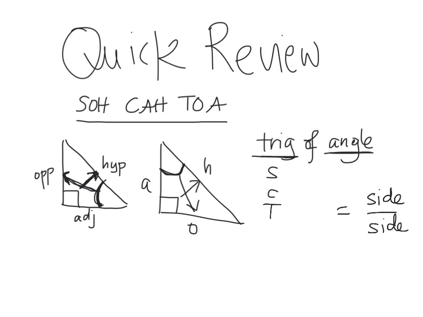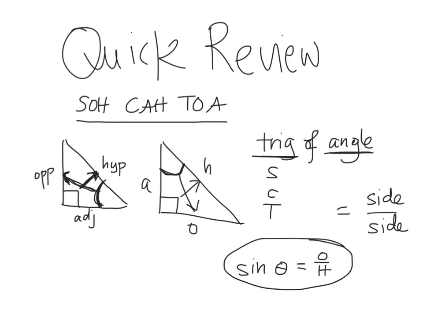So let's say I have sine of some angle, any unknown angle measure, we call it theta, equals opposite over hypotenuse. This is how all of our trig equations should be set up in this form so that we're able to solve for missing sides and or angles.